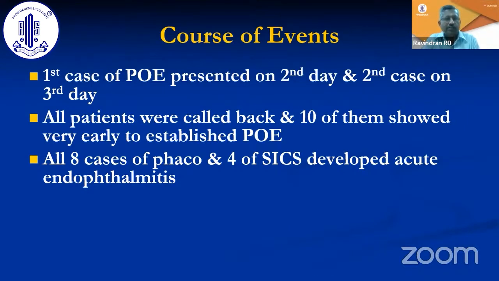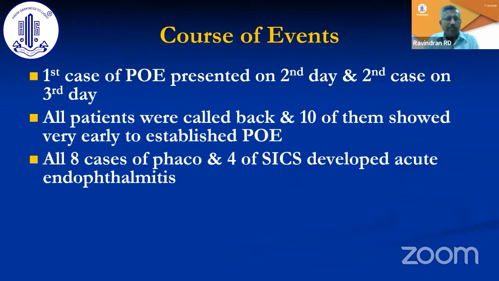Based on that, all patients were called back. All 24 patients were called back, and 10 of them showed early signs. These 10 showed very early signs of postoperative endophthalmitis, and many patients were reluctant to come, saying that they are doing well. When we called them and examined them, they had early signs of endophthalmitis. And giving an intravitreal antibiotic at that point of time was very useful.